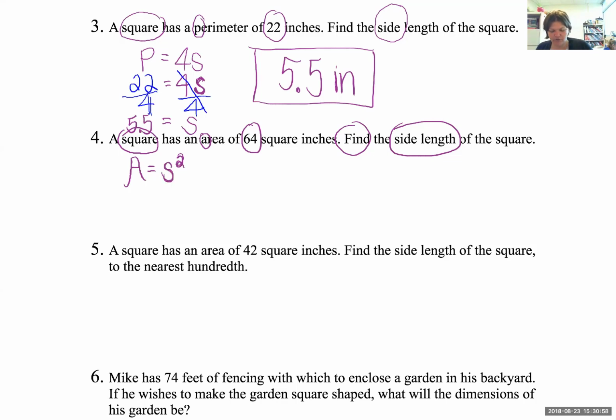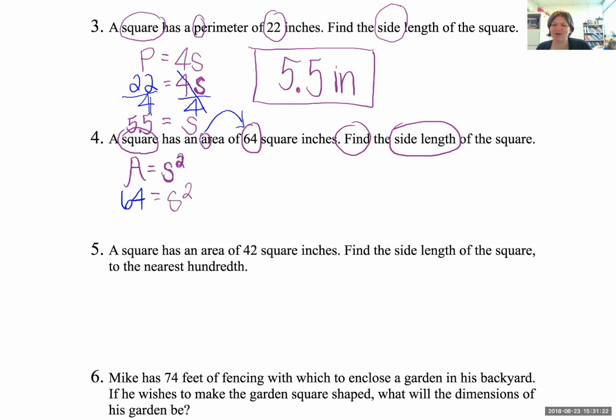Great. And what do we know here? What value is known, guys? The area. Exactly. My area, my A, is 64. So I will substitute out my A for 64. My S squared will remain S squared because S is a mystery. And now I've got a little one-step equation to solve.